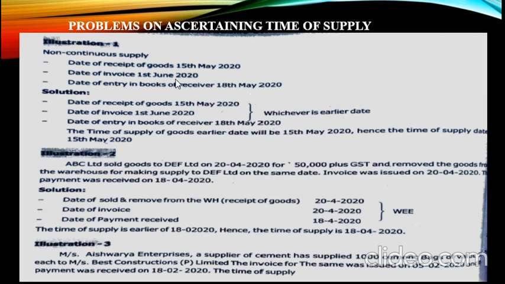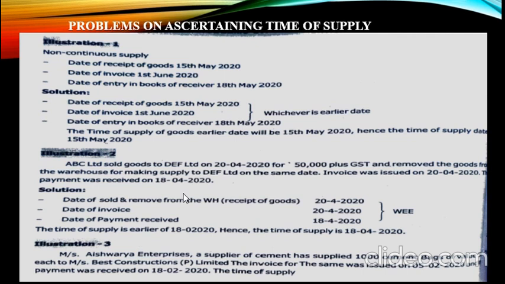So among these three conditions, as I have told, for non-continuous supply, the date of receipt of goods, the date of invoice, or the date of entry in the books of the receiver, whichever is early, will be considered. In these three situations, whichever date is earlier will be considered as the time of supply. So the time of supply of goods, the earlier date, will be 15th May 2020. Yes, May 15th is the earlier date. Hence, the time of supply date is 15th May 2020.